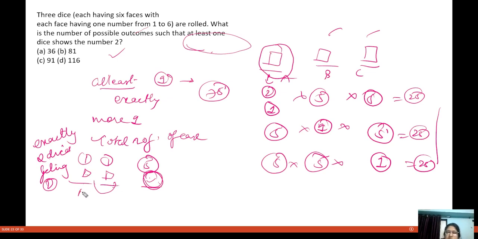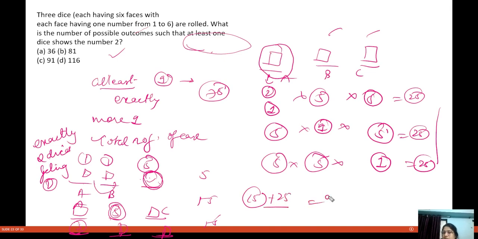One is that both of these, A and B, are getting 2. Another is that A and C are getting 2. These dice are getting 2, and this one is not getting 2, so this one can get any of the 5 outcomes. And what else is left? This one and this one are not getting 2, so only this one is getting 2. So you have 5 plus 5 plus 5, that is in total 15 cases, and 15 plus 75 is 90. Then you have one more left, so 90 plus 1, that is 91. So that becomes 91. This is how you can do these kinds of questions.